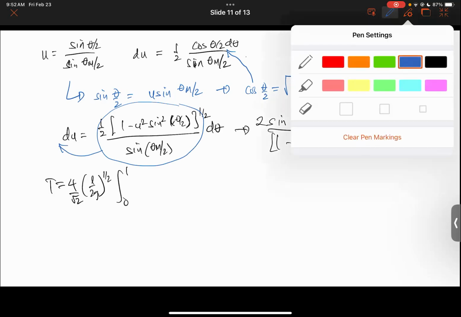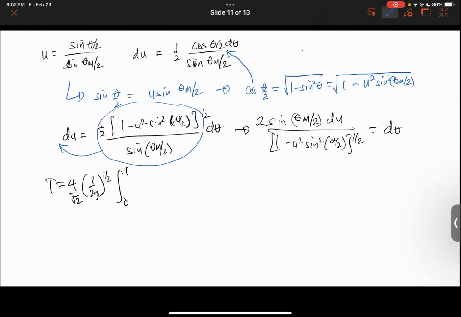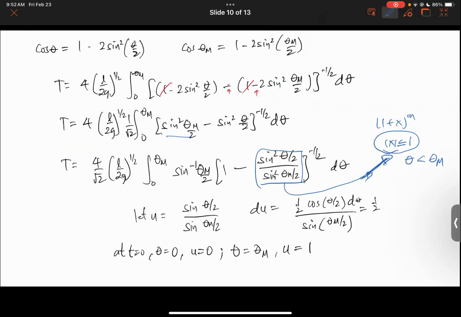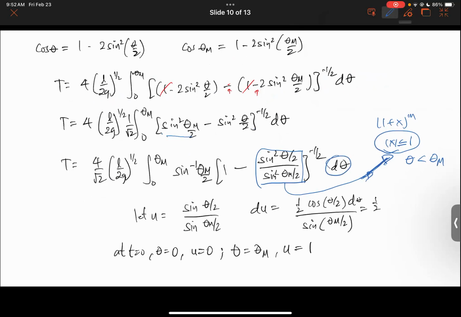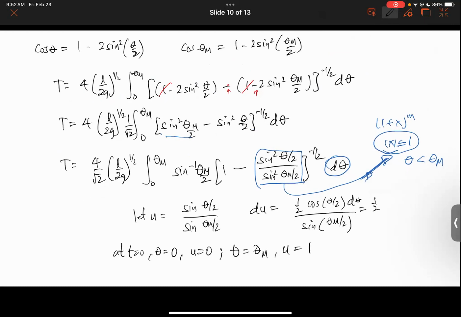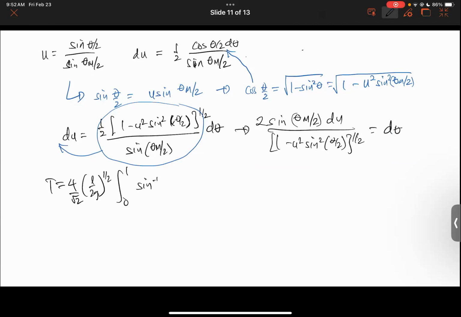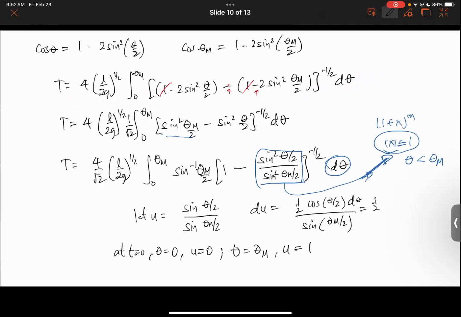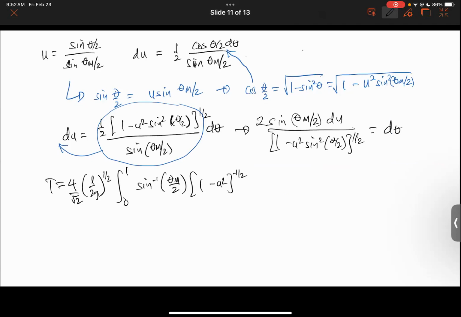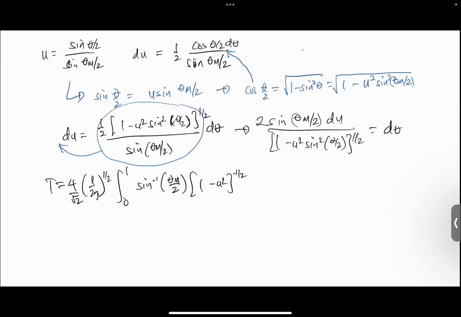Okay, so ngayon, okay, meron tayong expression for d theta. So pwede nating palitan itong expression na ito. Okay, so we have ito munang sine inverse ng theta sub m over 2. And then itong 1 minus u squared, negative 1/2. And then, meron tayong 2, okay, na ilalagay natin somewhere. Sige, ilagay ko muna dyan, 2. Tapos, sine theta sub m over 2, okay, all over 1 minus u squared sine squared theta over 2, and then square root. du.